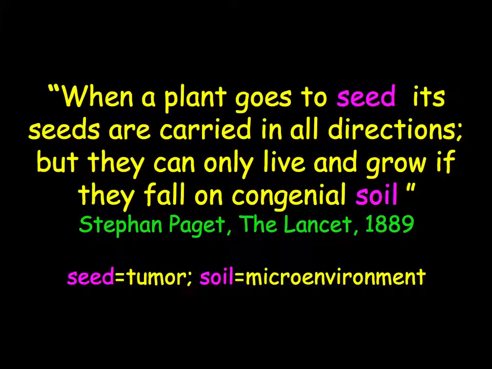The answer was given 120 years ago by Stephen Paget, who wrote that when a plant goes to seed, its seeds are carried in all directions, but they can only live and grow if they fall on congenial soil. In today's nomenclature, the seed is the tumor, and the soil is the microenvironment.